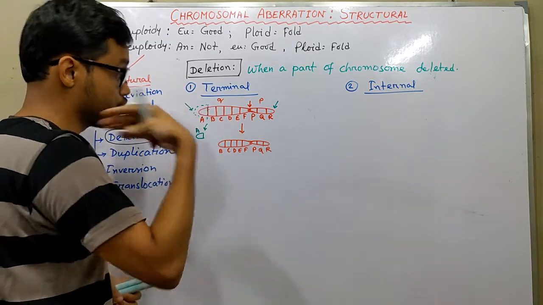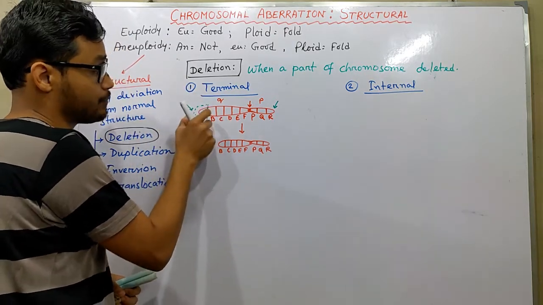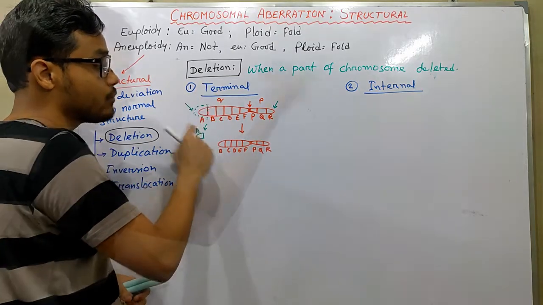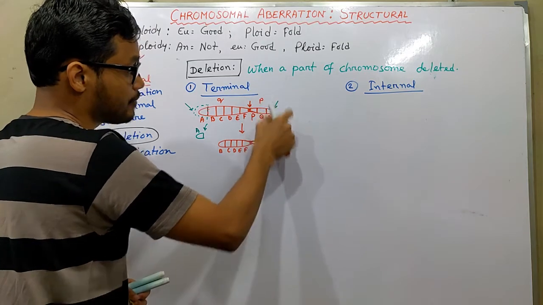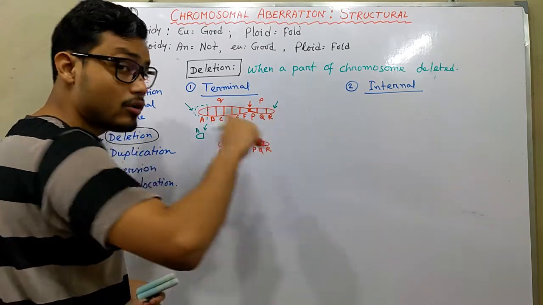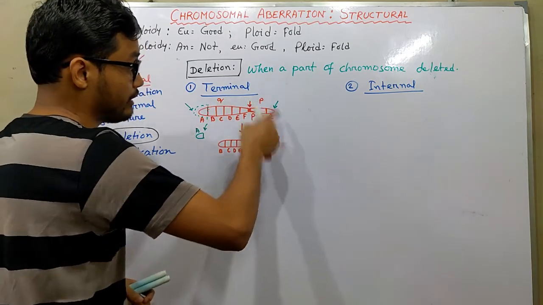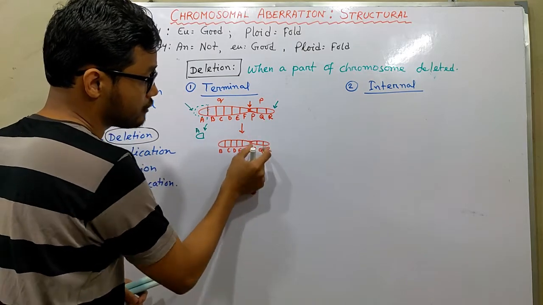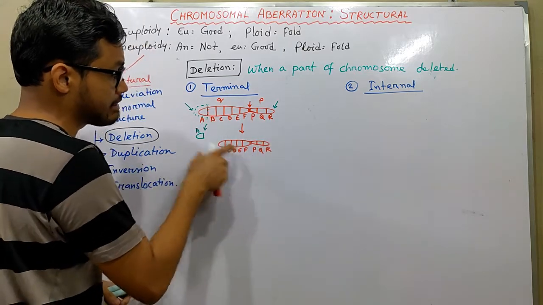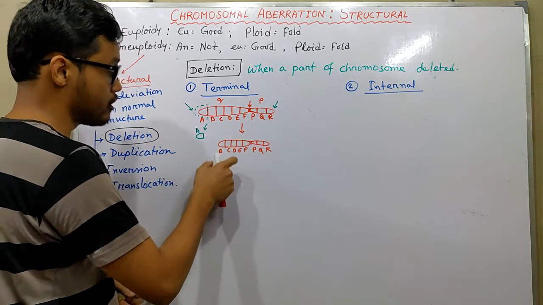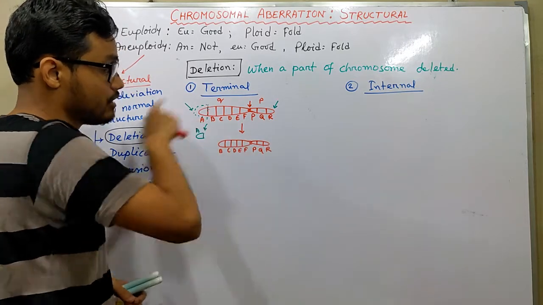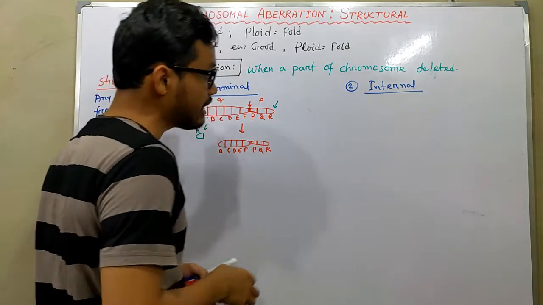I showed here the A portion, that is the terminal portion of the Q arm. Another portion, the R portion, that is the terminal portion of the short arm, can also be deleted. In that case, the short arm will be shorter, but in the case I drew here, the long arm is shorter because the A portion is deleted. So what is internal deletion?